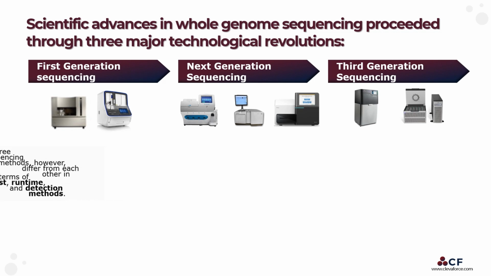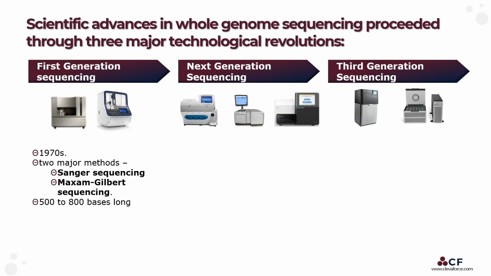The first-generation sequencing came on board in the 1970s. In the first-generation sequencing, there are two major methods, the Sanger sequencing and the Maxam-Gilbert sequencing methods. However, among these two, the Sanger sequencing method is more recognized. A major limitation of the Sanger sequencing method is that it is only capable of reading a sequence of about 500 to 800 bases long.